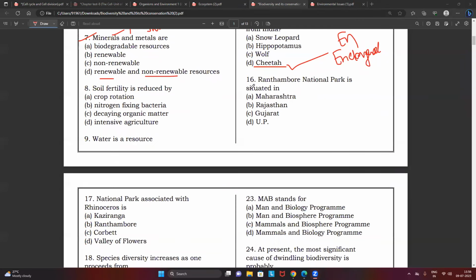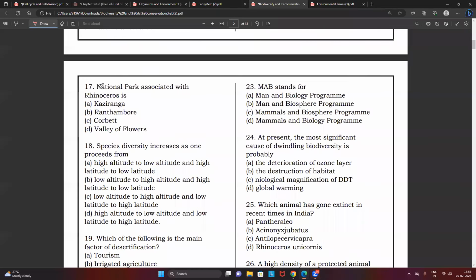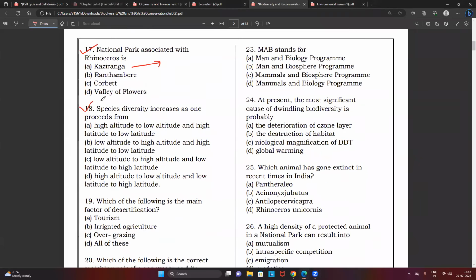Good, very good. Question number 16. Ranthambore National Park is... Yes, every one of you. Ranthambore National Park is situated in Rajasthan. Very good. Question number 17. National Park associated with the rhinoceros. We all know, right? Kaziranga National Park, which is located in Assam. Friends, no need to get confused at all. I want you to think slowly and give the answer. Think slowly.